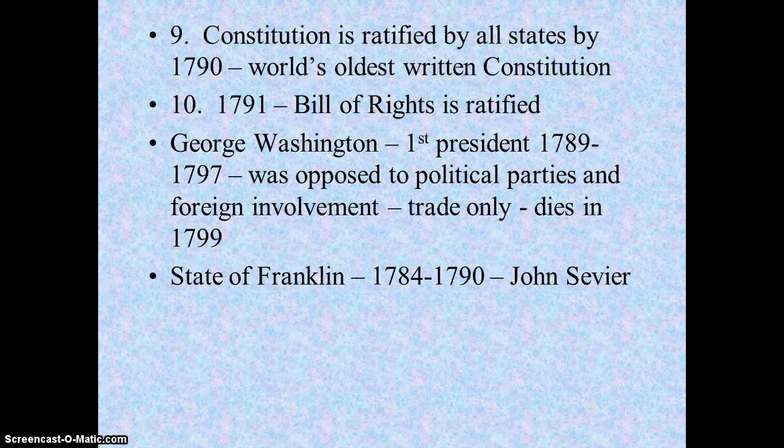The state of Franklin is located in what is today eastern Tennessee, offered by North Carolina to Congress to pay off war debts. Its intent was to become the 14th state of America, but it never fell through. It was rescinded.